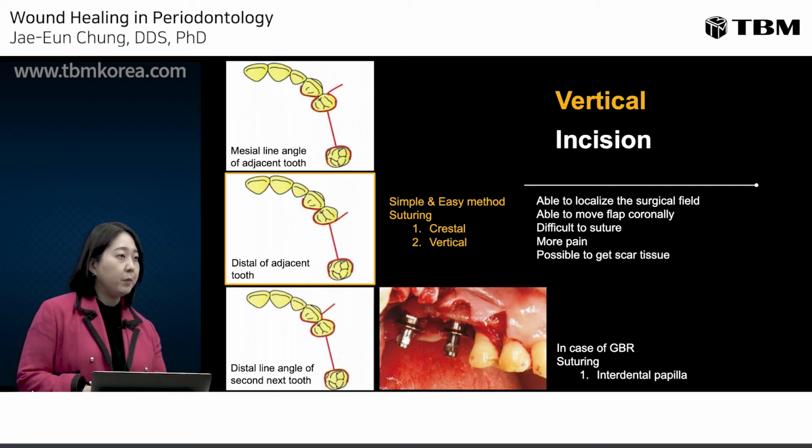But in case of GBR, the incision line should be placed about 4 or 5 millimeters apart from the bone graft site. So you have to choose the number 3. Suture must be done at the interdental papilla first in this case.